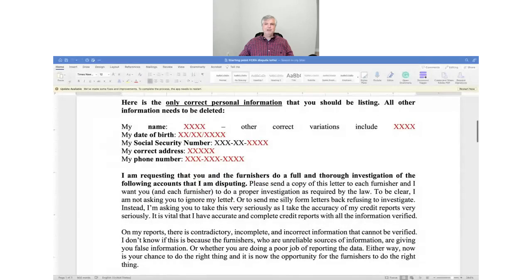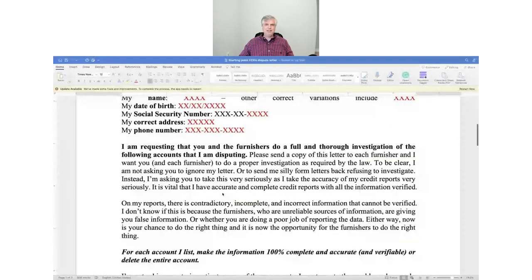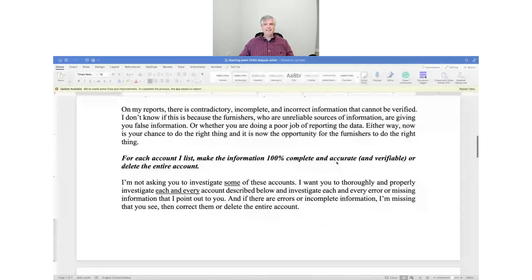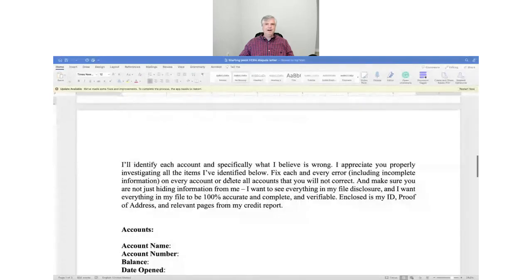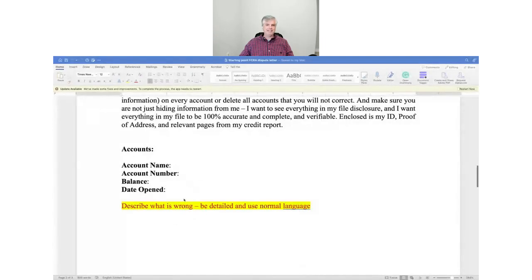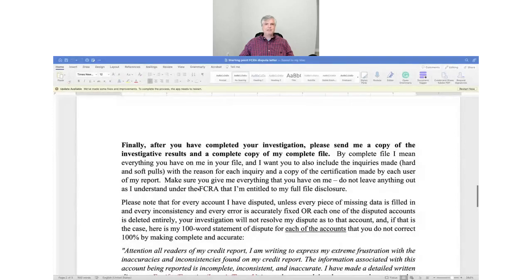And then we're saying, do a proper investigation. There's contradictory, incomplete, incorrect information. I don't know if it's because the furnishers are unreliable or whether it's your fault, but fix it. Make each account complete and accurate and verifiable, or delete the entire account. And then we say, I'll identify these. We'll come back to this part in a minute. And then here's the last part.